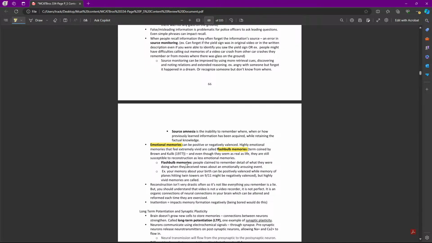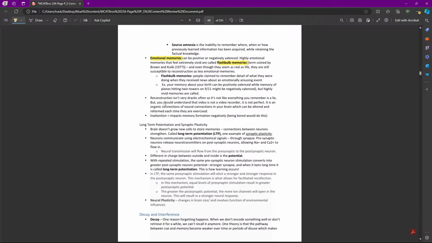Your memory about your birth can be positive valence, while memory of a plane hitting might be negative. Reconstruction is very drastic, so it's not like everything you remember is a lie. But you should understand that memory is not a video recorder. It's not perfect. The neural connections in your brain can be altered and reformed each time they are exercised. Inattention is the inability to form memory, which impacts memory formation negatively.